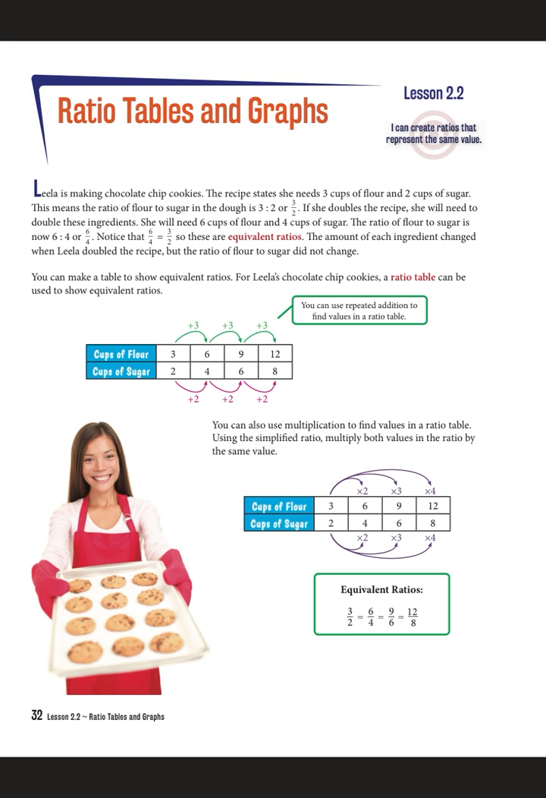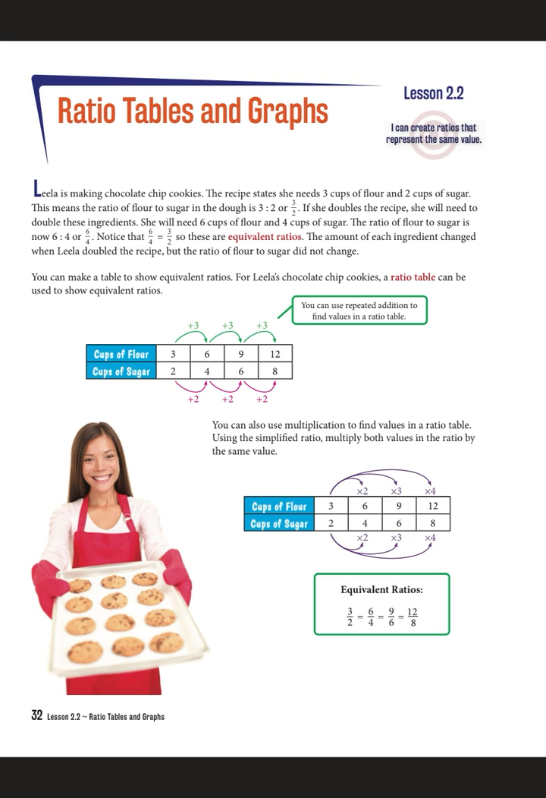Notice that 6/4 is equal to 3/2, so these are equivalent ratios. The amount of each ingredient changed when Leela doubled the recipe, but the ratio of flour to sugar did not change. You can make a table to show equivalent ratios. For Leela's chocolate chip cookies, a ratio table can be used to show equivalent ratios. So that's what this table represents here.